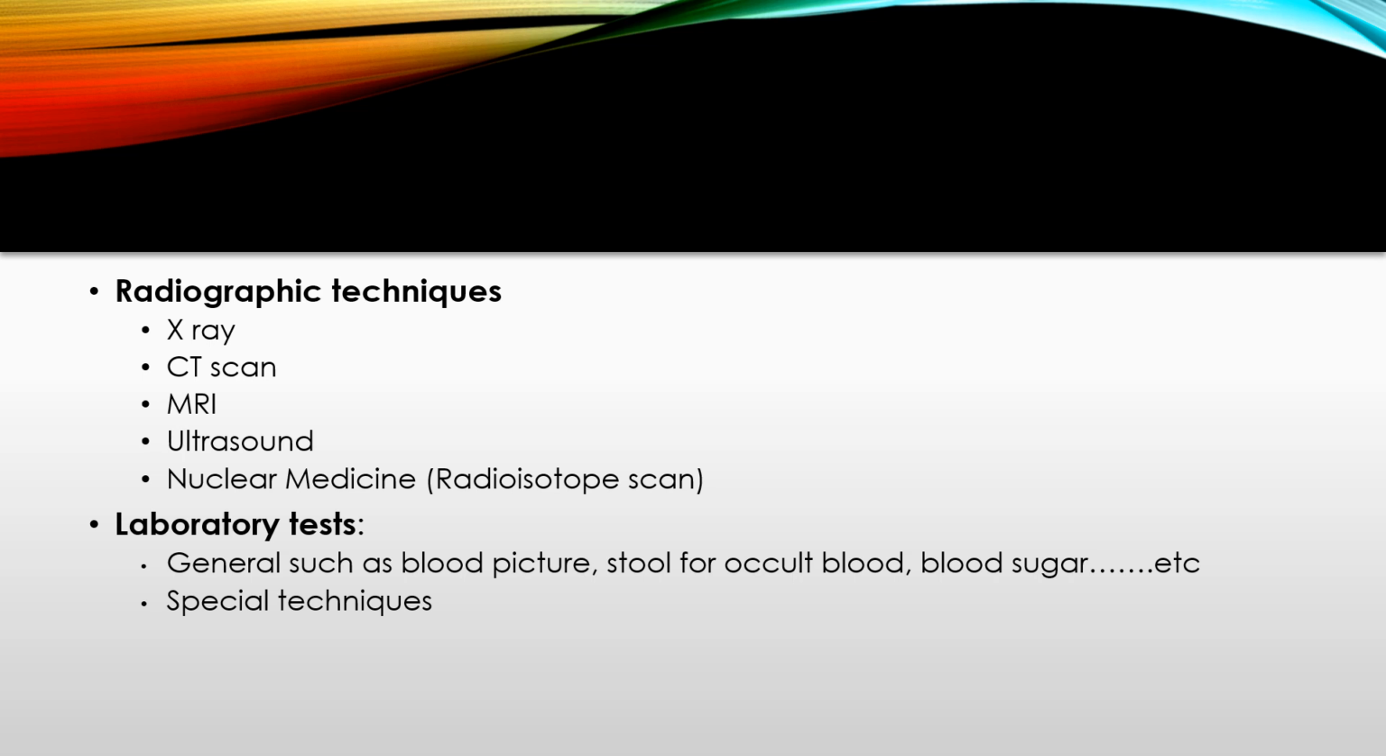And investigations have many types. First of all, we have the radiological techniques or radiographic techniques, including X-ray, CT scan, MRI, ultrasound, or nuclear medicine, which are the radioisotope scan. Each of those has its own use, and in different types of cancers, we can use different types of radiological diagnostic techniques. We have also the laboratory tests. We have general tests like blood picture or CBC, complete blood count. You can check also stool for occult blood, blood sugar, etc. Any usual tests that we do for the patient.